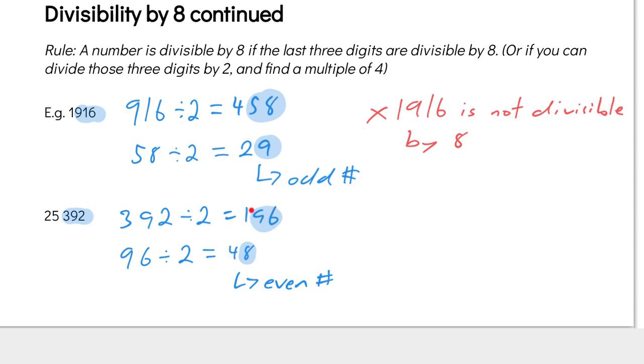So that means if we double this, we get this. That means this is a double a multiple of 4. All numbers that are divisible by 8 are doubles of multiples of 4. So we can say 25,392 is divisible by 8.